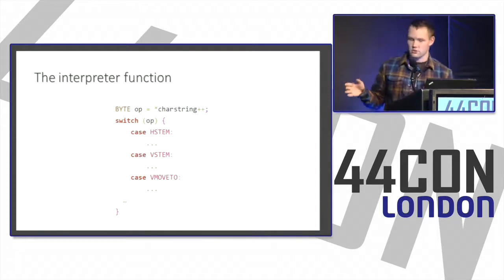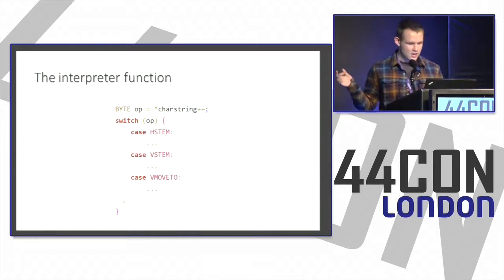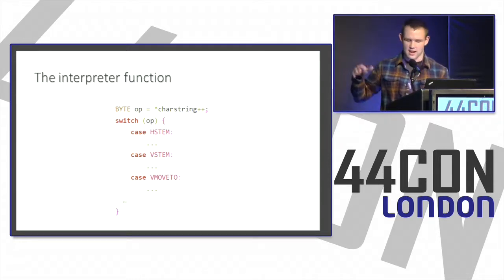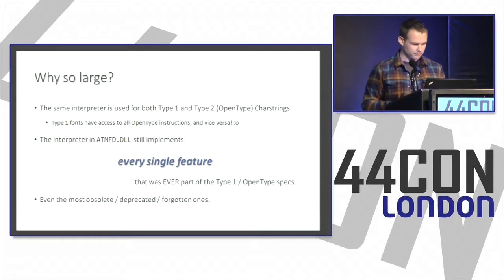So the overall structure of the function is, as I said, just a switch case. So they just read a byte of the charstring instruction and then handle all of them in different blocks. The question is why the function is so large, and the answer is that first of all, it handles both type 1 and type 2, so OpenType charstrings, in the very same function, because the two specifications for those instruction sets are actually compatible with each other. So type 1 doesn't use any instructions that type 2 uses, and vice versa.